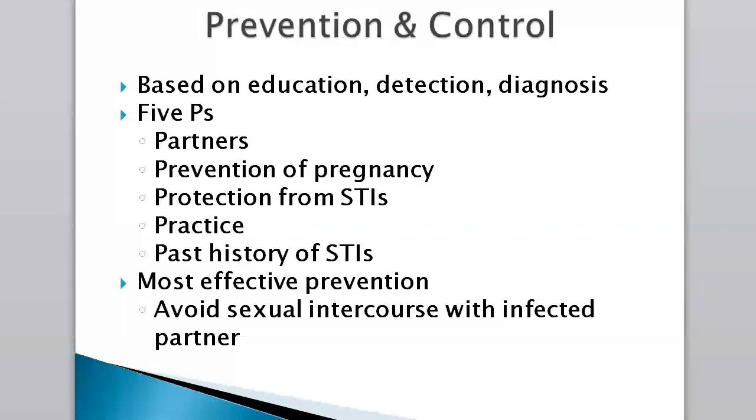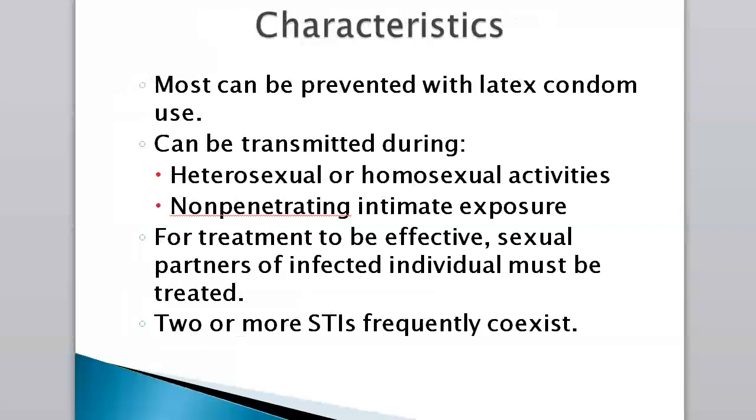Obviously, the most effective prevention is to avoid sexual intercourse with an infected partner, which makes sense. Don't have sex. And most of these can be prevented with latex condom use, can be transmitted during hetero or homosexual activities, non-penetrating intimate exposure, and for treatment to be effective, sexual partners of the infected individual must be treated. Two or more STIs frequently coexist, as I explained before.